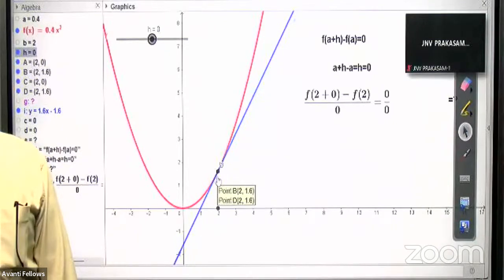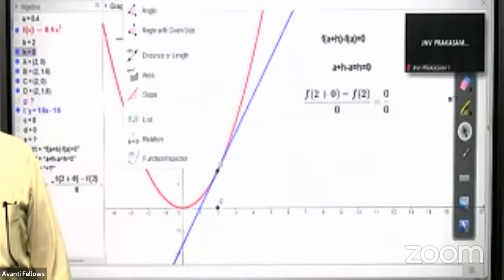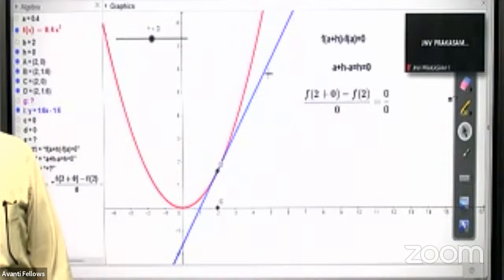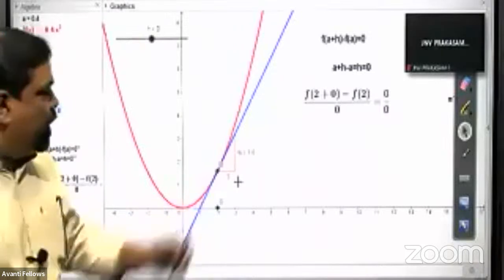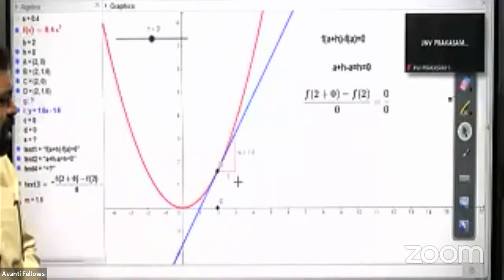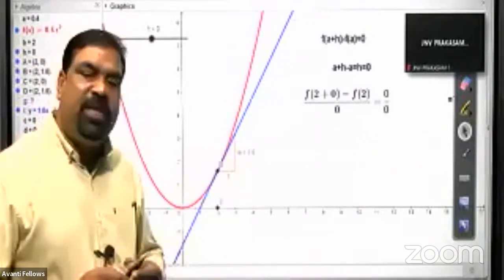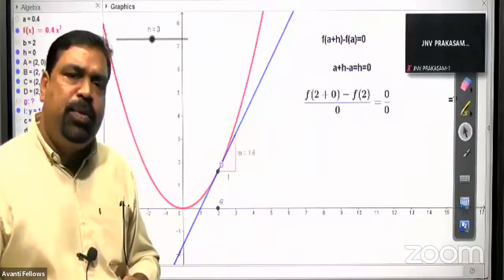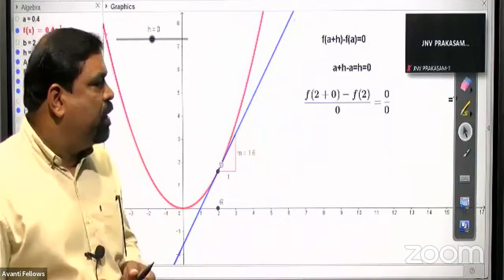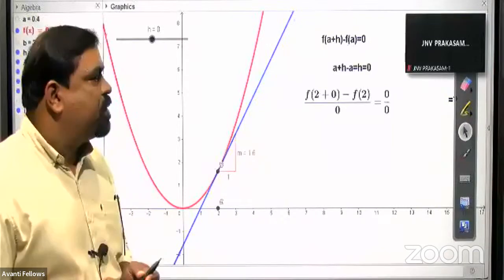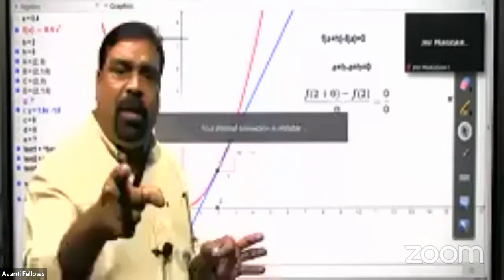Now, what is the slope of this tangent actually? If I measure the slope of this blue line, you can see the slope is displayed directly on the graph. The blue line is a tangent at the point 2, and the slope of the tangent is actually how much? 1.6. And what is the derivative at that point also? That is also 1.6. Okay. So geometrically, that is the value of the slope of the tangent at that point.